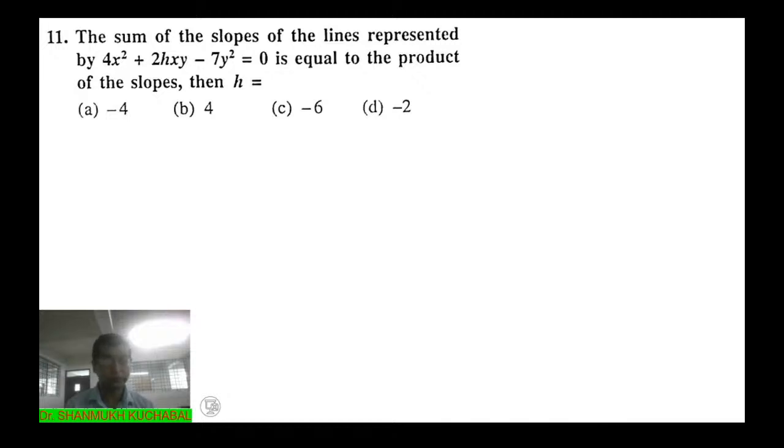So first question: the sum of the slopes of the lines represented by 4x square plus 2hxy minus 7y square equal to 0 is equal to the product of the slopes, then h equal to. So the given equation is 4x square plus 2hxy minus 7y square equal to 0.